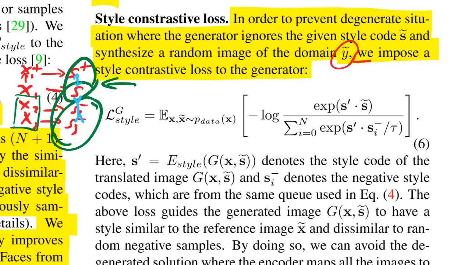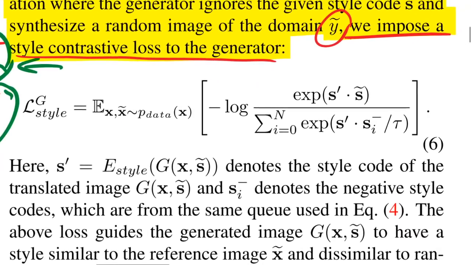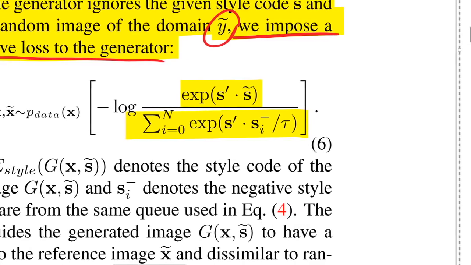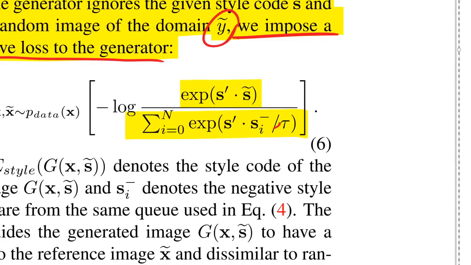So they say we impose a style contrastive loss to the generator. Now this is almost the same as we imposed on the encoder. So the generator, you can see there is a contrastive loss again, where you want these things to be close and you want these things to be far apart. So these S minuses are going to be the ones from the style codes of the images from your queue. So these are just going to be other images.